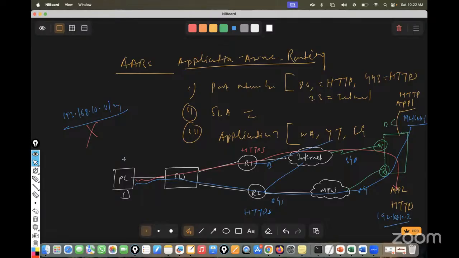With SLA, let's suppose I'm forcing my Facebook traffic to go via R1 and YouTube traffic to go via R2. But if my link degrades to a certain level, automatic failover is going to happen. It will just move to my secondary router. That's the SLA. Make sense? We'll discuss it later on, and we'll do the lab also because we have a proper lab for this.